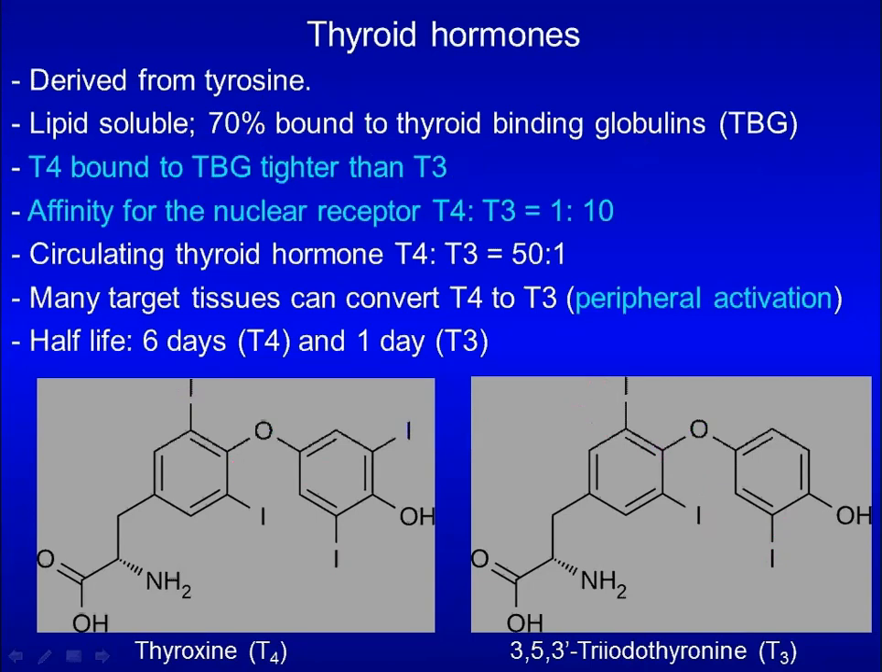Of the circulating thyroid hormones, T4 is 50 times as abundant as T3. In many tissues, T4 can be converted to T3. This is called peripheral activation.